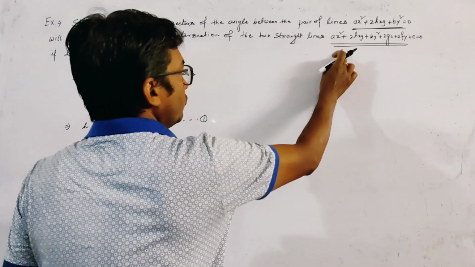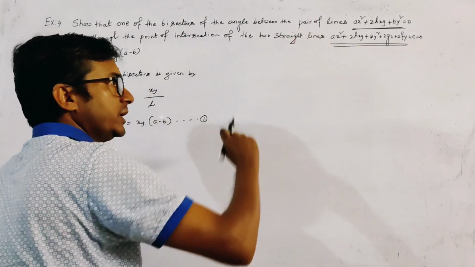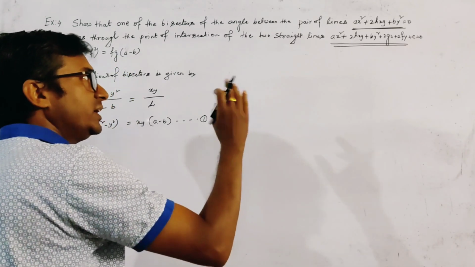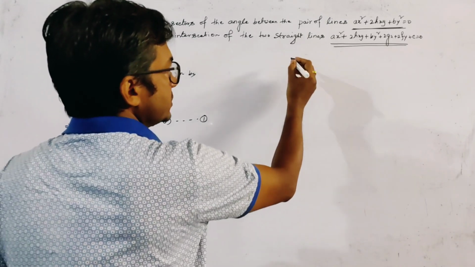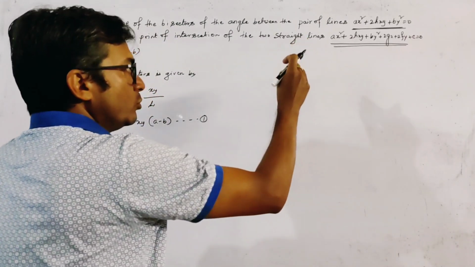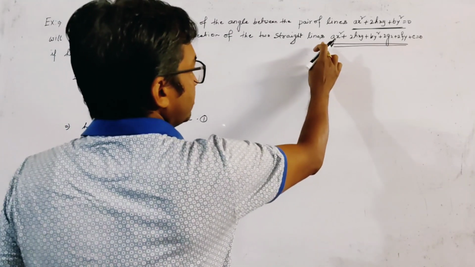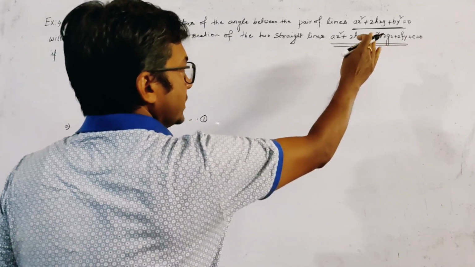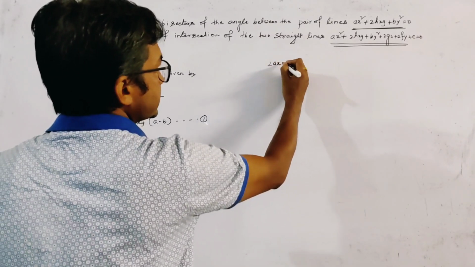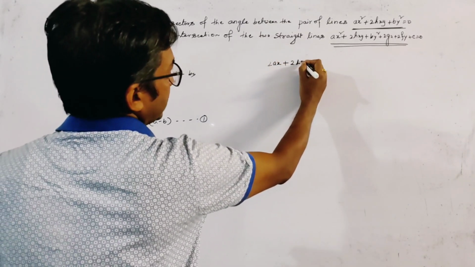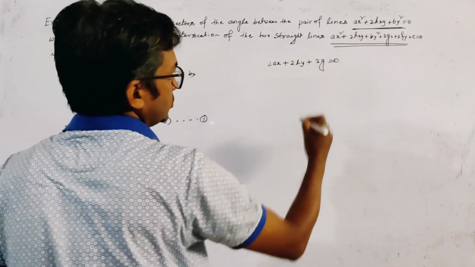Now to find the point of intersection of this pair of straight lines, there are many processes. Here we use another process, which is the most important process, I think. We differentiate this relation partially with respect to x and get the result as 2ax plus 2hy plus 2g equals 0.